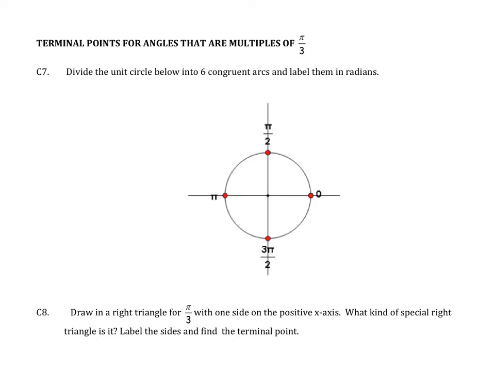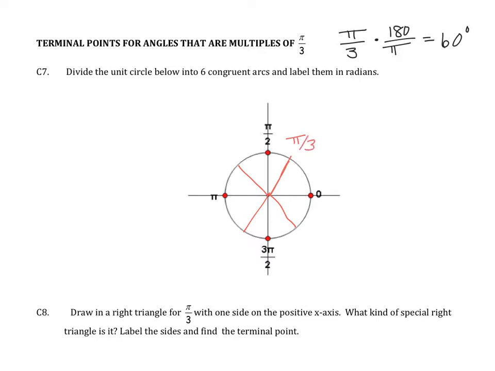Keep in mind, if you're going to take pi over 3 and turn it into degrees, which some of you may prefer at this point so that you can relate it back to something a little easier to understand, you're talking about roughly 60 degrees. So these are all like 60-degree angles. If we're dividing into 6 congruent arcs and labeling them in radians, we go up here, and then here, and here. I know mine don't all look even, but the idea is that they're moving in pi over 3.